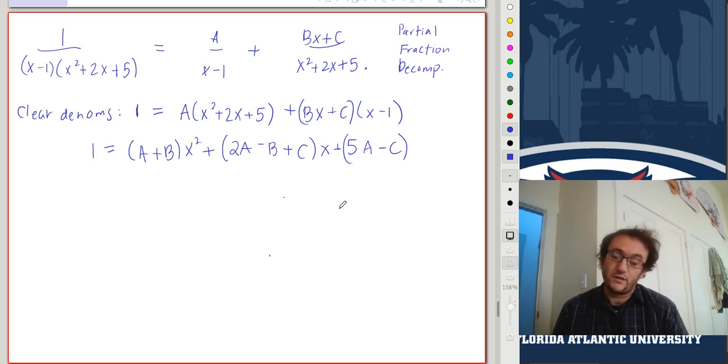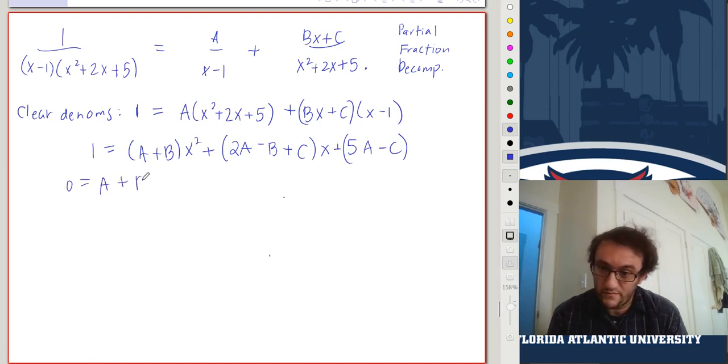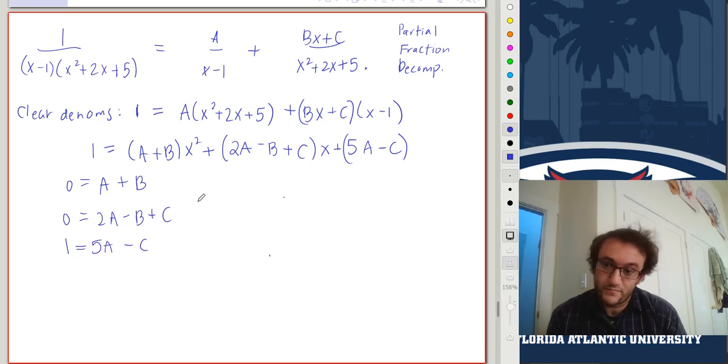as our constant term. So as before, we set each term on the left-hand side equal to the corresponding term on the right-hand side. So we get 0 equals a plus b, and 0 equals 2a minus b plus c, and 1 equals 5a minus c.